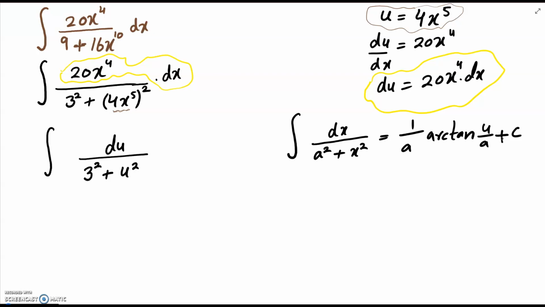Now you will just integrate this one, and it's going to be 1 over 3 arc tan of u. What is the value of u? Sorry, it's going to be 4x to the power of 5 over a, which is 3, then plus c. That's it. That's your final answer.